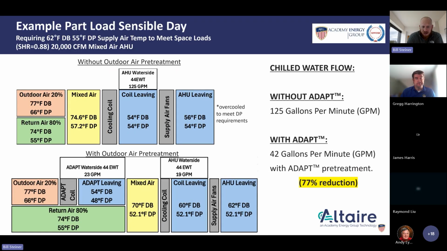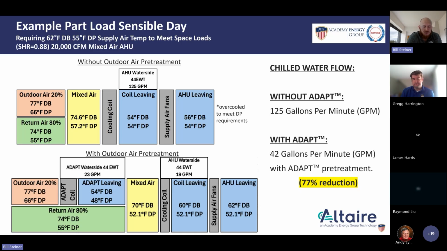So we look at the part load day example, and remember, I mentioned that this is where we're really going to see the energy savings. So we're looking at an outdoor air temperature of 77-degree dry bulb with a 66-degree dew point. Same return air temperature. In this case, because it's a part load day, we need a 62-degree leaving air temperature. Again, though, with a 55-degree dew point to meet space conditions. So first scenario, where we're not using outdoor air pre-treatment, we're going to mix that air with the return air, that's going to give us 74.5 degrees with a 57-degree dew point.